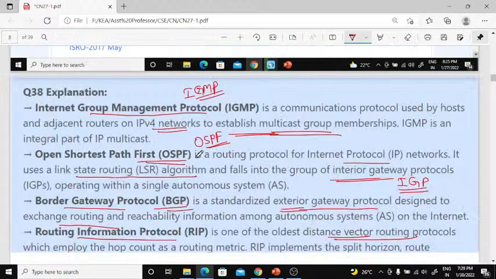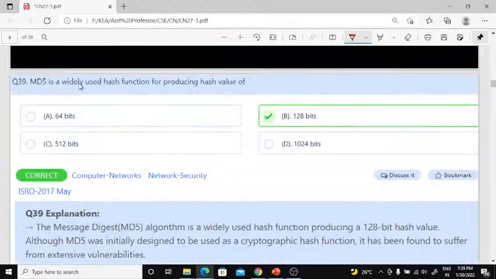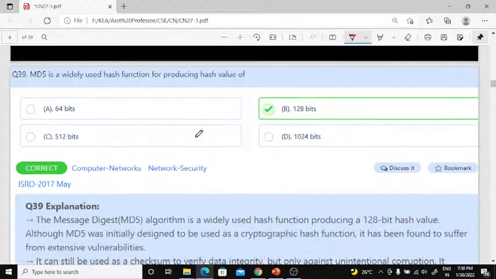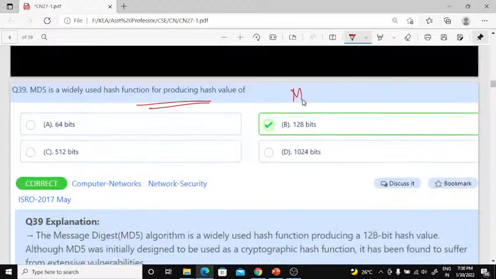Okay, so next question, MD5. MD5 is a widely used hash function for producing a hash value of 128 bits.